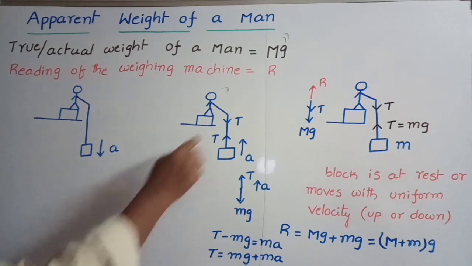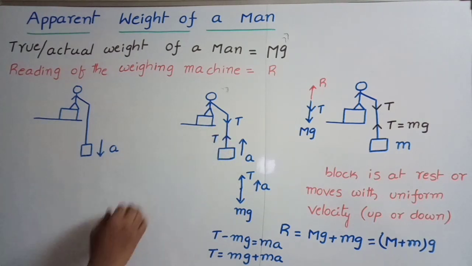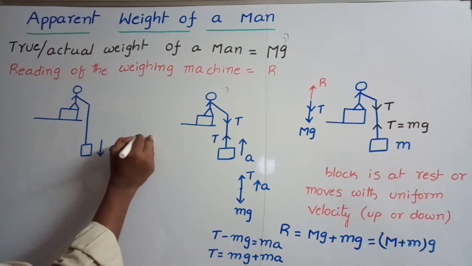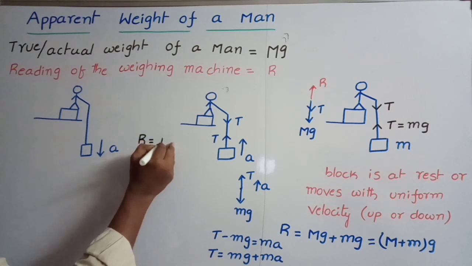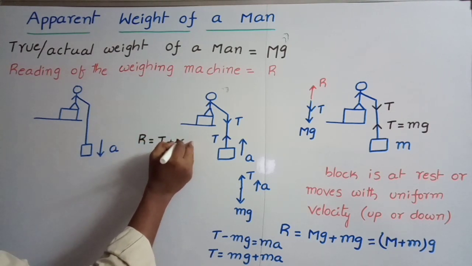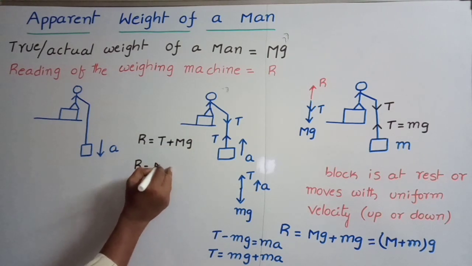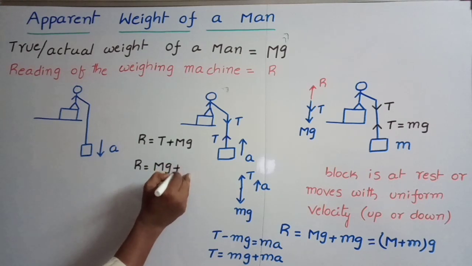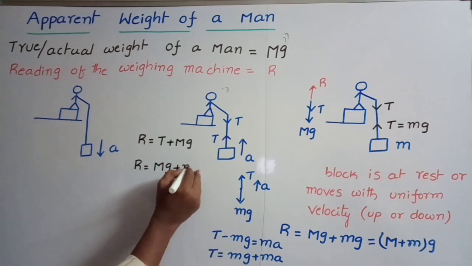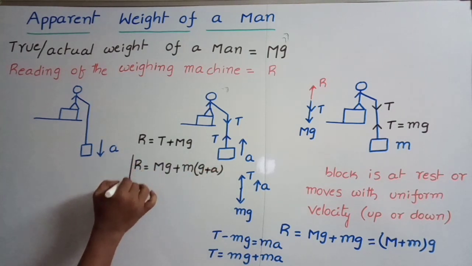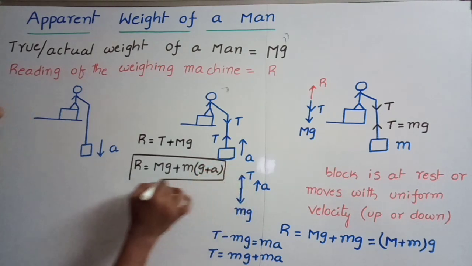So the same tension tries to pull down the man. You draw the free body diagram. Again you will get the same situation. Reaction force is acting in the upward direction. Tension and weight of the man are acting in the downward direction. So in this case, the reading in the machine R is equal to tension T plus weight of the person mg. So from this we can write, reading R is equal to mg plus T, which is equal to m into (g plus a).